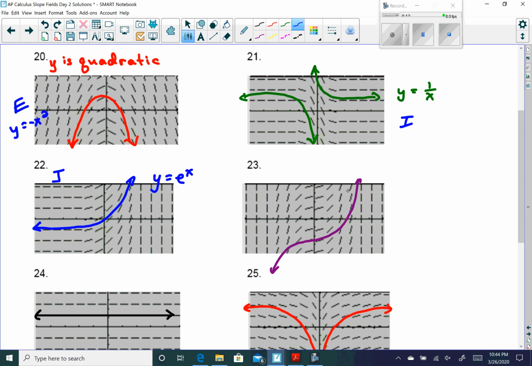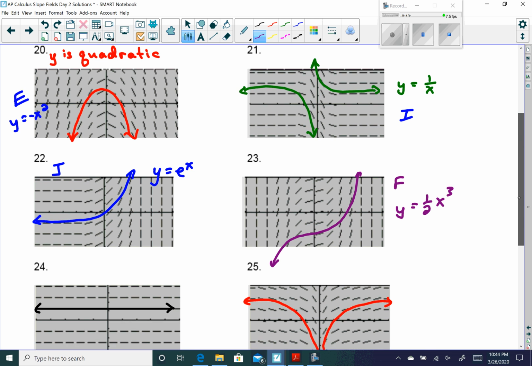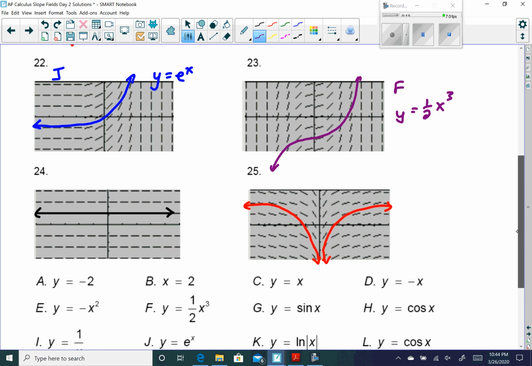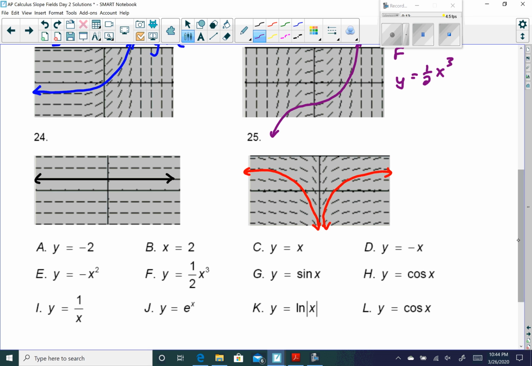Based on the curve I have drawn in here for 23, this looks to be cubic. So if we go and look at all of our choices here, there's only one that's cubic, which is F. They're just saying y equals 1/2 x cubed, but that's the only cubic function we see. All right, 24, y is a constant. So if we're looking here, our two constants that we have are A, y equals -2, B, x equals 2, but that would be a vertical line. So A for 24.